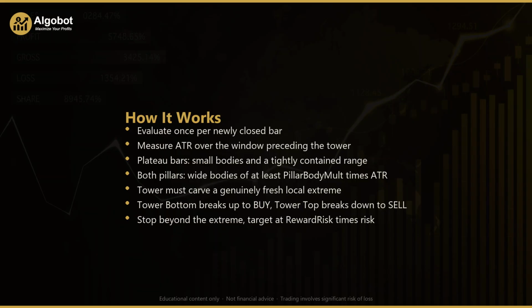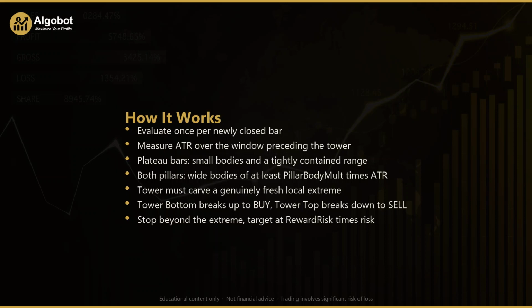First, the strategy measures volatility. It computes an average true range over a window of bars that sits before the tower, using the ATR period parameter, which defaults to 14. This ATR becomes the yardstick for everything that follows.